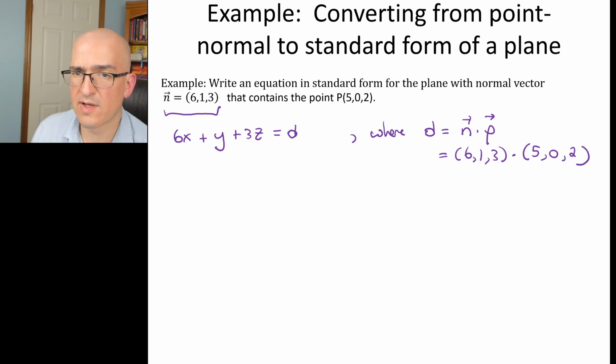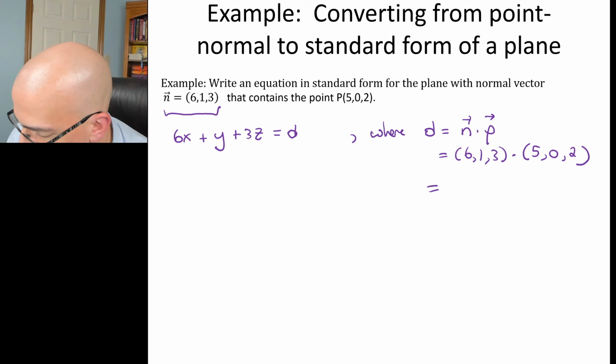<5, 0, 2>. Just like in 2D, this shortcut comes from taking the point normal form n dot x minus p is equal to 0, distributing the dot product, and bringing the n dot p to the right hand side. And there you have it. So it's just from that.